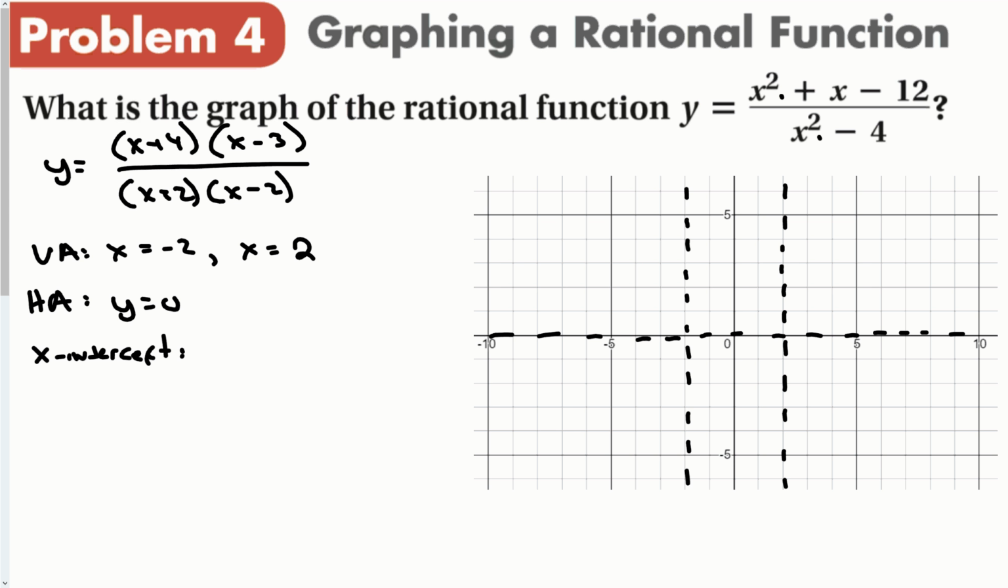The x-intercepts are everywhere the numerator is equal to 0. So that's negative 4 and positive 3. Let's put a... oh, I made a mistake here. They're the same, right? These two are the same, same degree, so the horizontal asymptote is 1. Sorry about that.